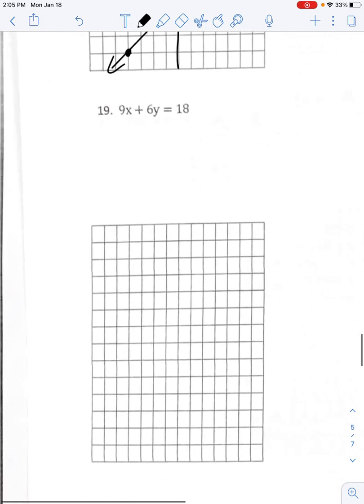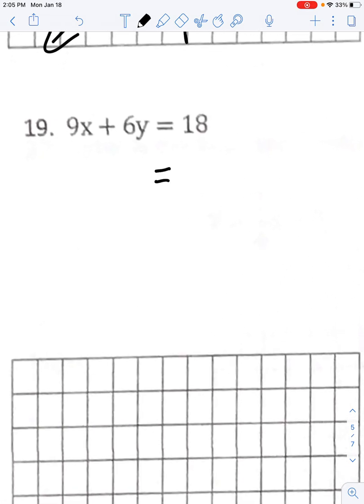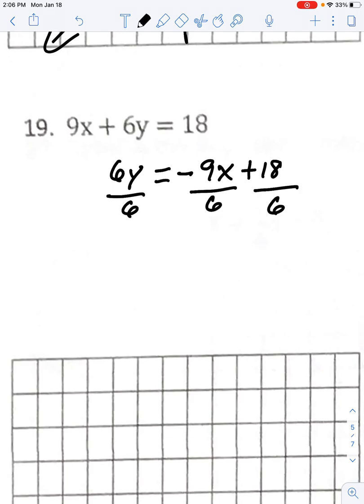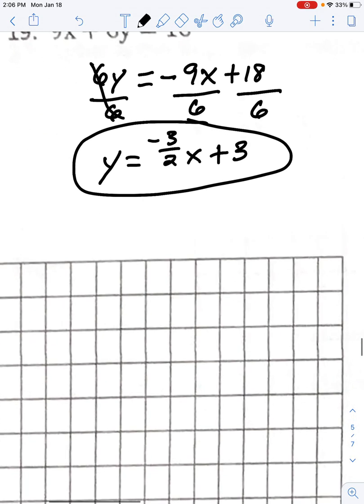All right, number 19. So same thing. Step number 1, take the x, move it to the other side, and change the sign. Step number 2, drop the y down and drop your number down. All right. Step number 3, divide all the way across. So y equals negative 9 over 6 reduces to negative 3 over 2 x. 18 divided by 6 is positive 3. So there's your answer right there.